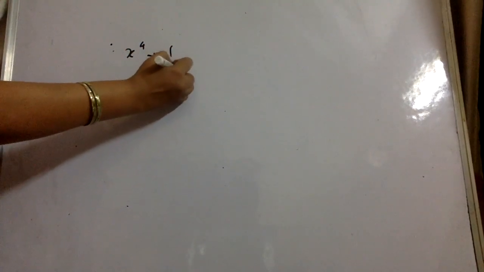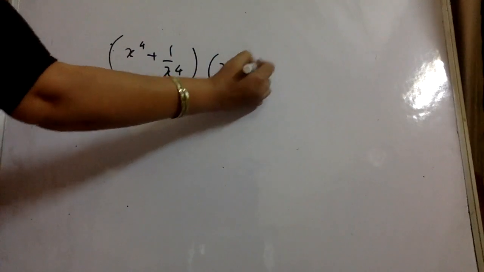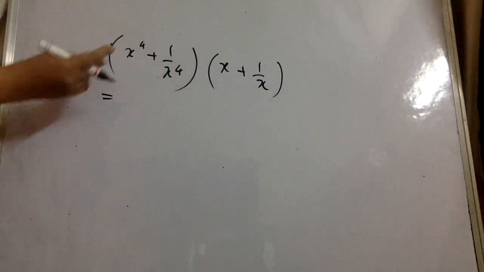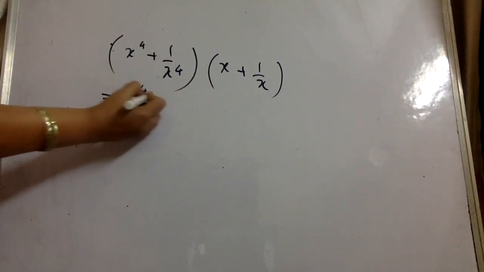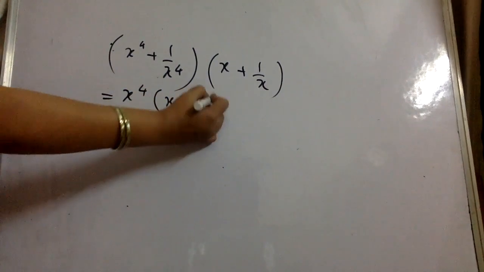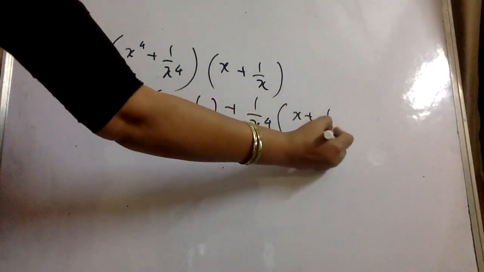So my next sum is (x to the power 4 plus 1 by x to the power 4) in one bracket, and another bracket says (x plus 1 by x). Now this is also a binomial with a binomial. This is two terms, x to the power 4 plus 1 by x to the power 4, times x plus 1 by x.